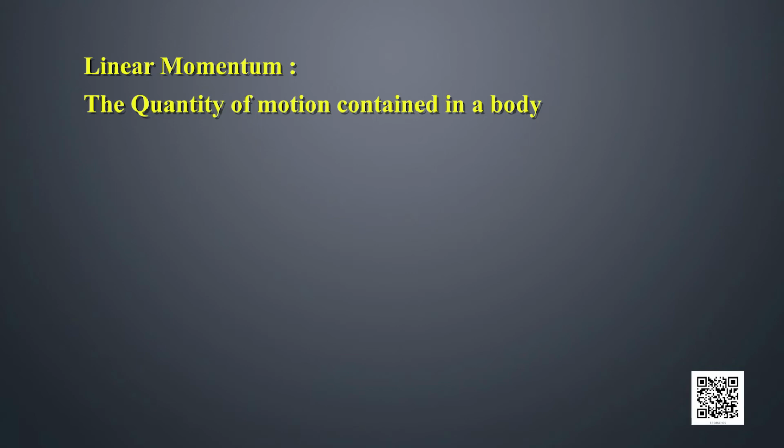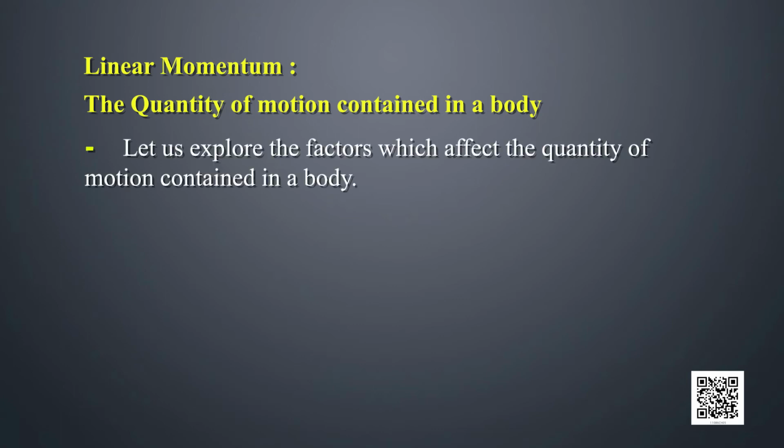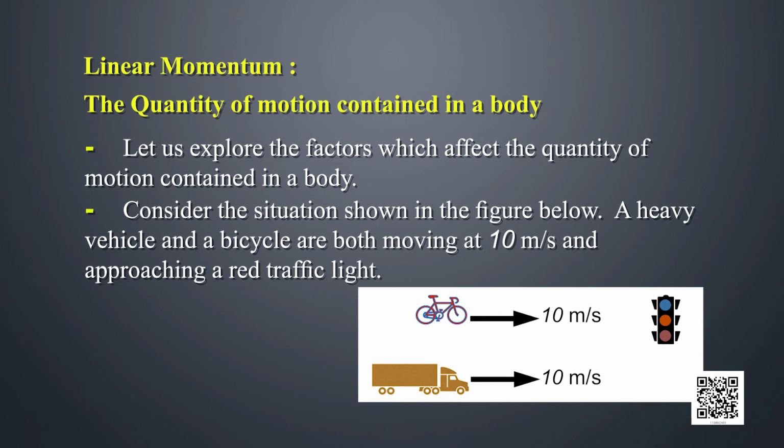Let us now introduce a new, very relevant and important term, linear momentum. This is a term which measures the quantity of motion contained in a body. Let us explore the factors which affect the quantity of motion contained in a body. Consider the situation shown in the figure below. A heavy vehicle and a bicycle are both moving at a speed of 10 meter per second and they are approaching a red traffic light.